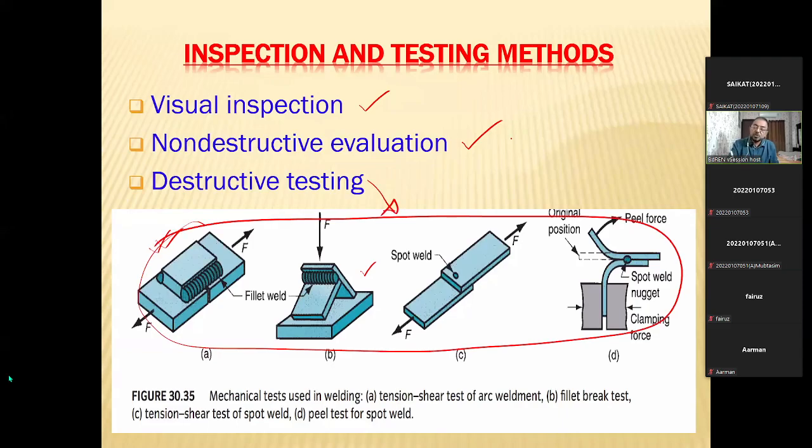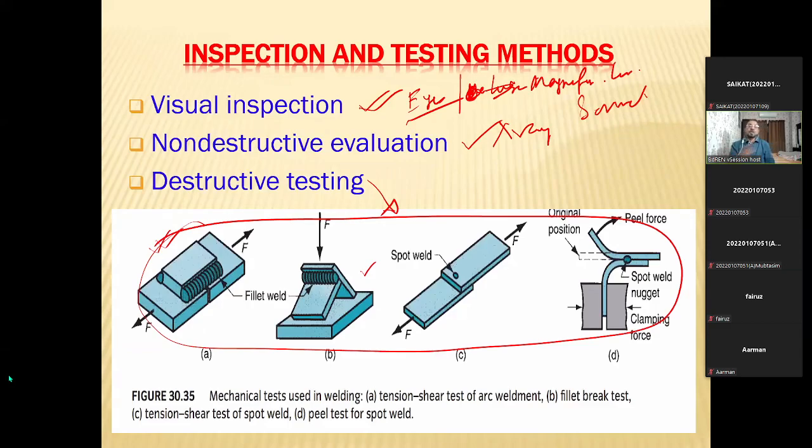For non-destructive testing, we mentioned X-ray or sound. Visual inspection is with the eye, sometimes with a magnifying lens. So that's all we wanted to tell you about the rest of the processes of welding.